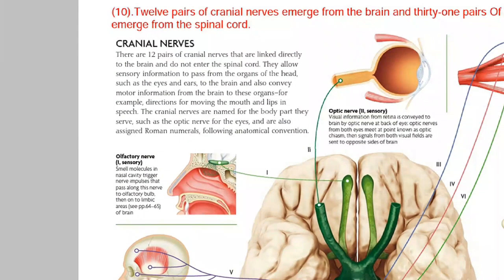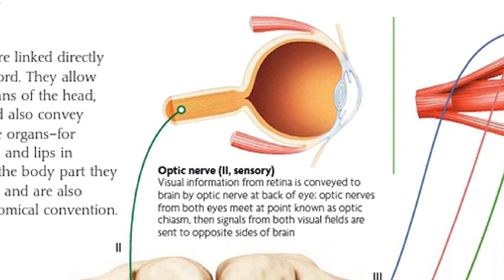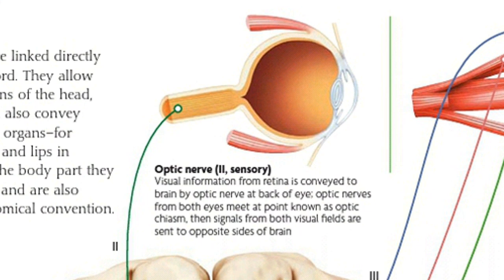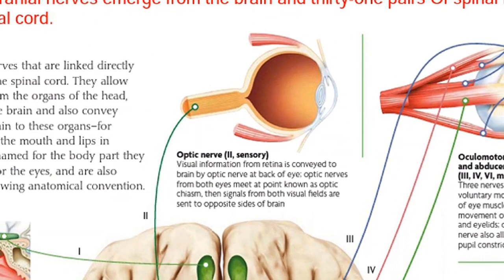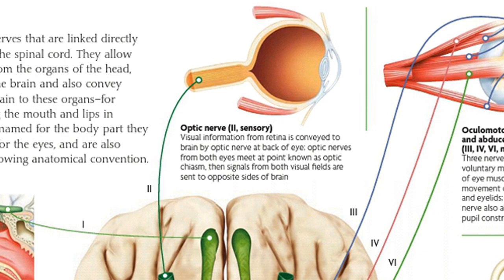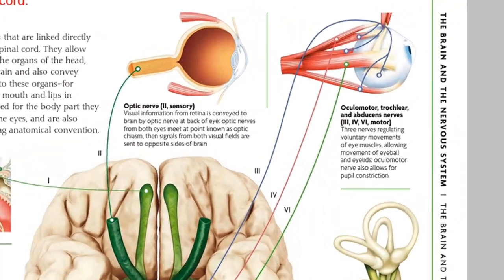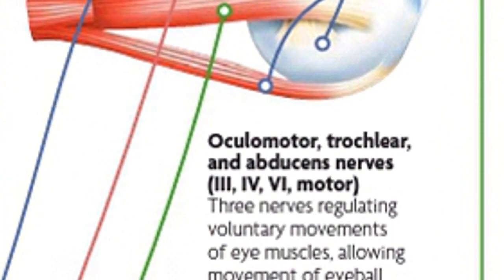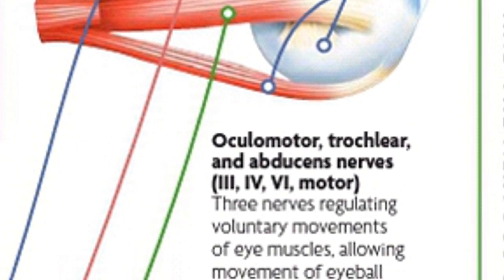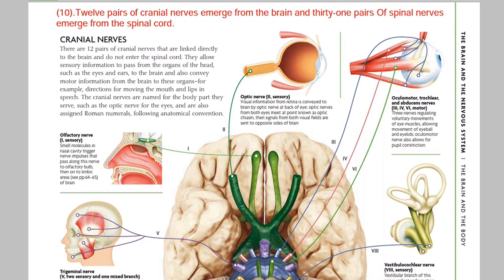Then the optic nerve. We are looking, we are observing, we are seeing many things. So the seeing process is controlled by the optic nerve. Then the muscles of the eyeball. These three nerves, 3, 4 and 6, control the eyeball muscles.